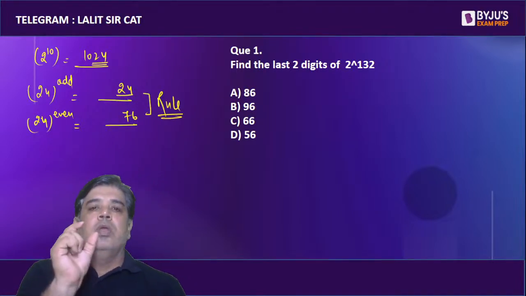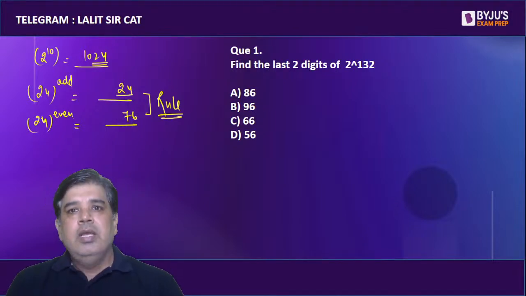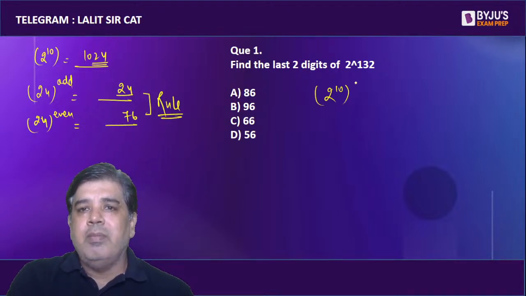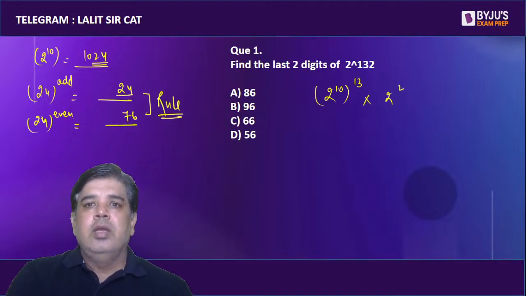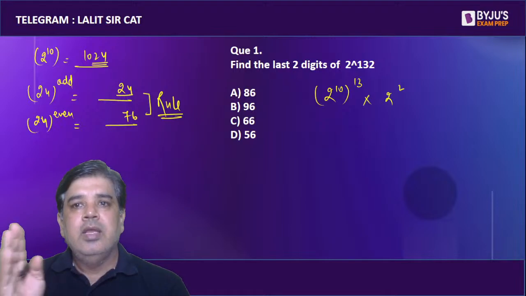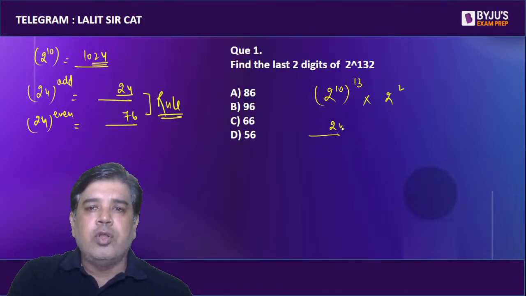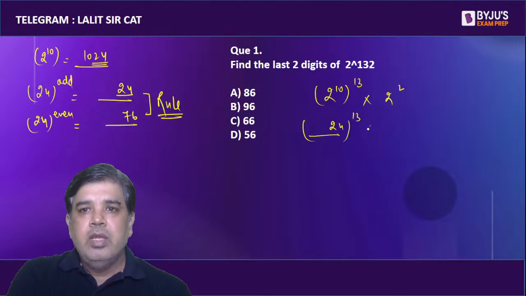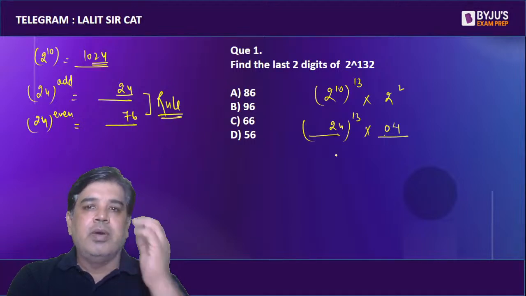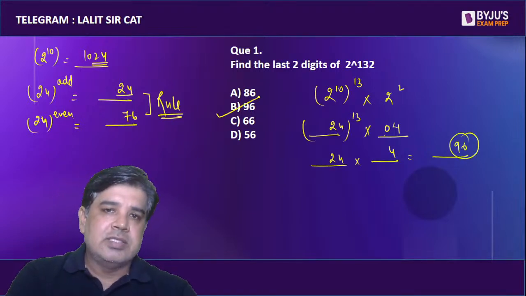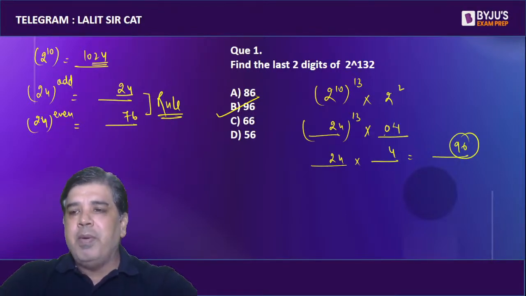So our whole question is based on this concept. What I will do is split this power 132 into multiples of 10: 10 into 13, 130, and 2 into 2, so 2 raised to power 2 makes 132. Now what are the last two digits for 2 raised to power 10? 24. 24 raised to power odd number is 24 itself. Then 24 into 4, the last two digits are 96. So the answer is option B, 96.